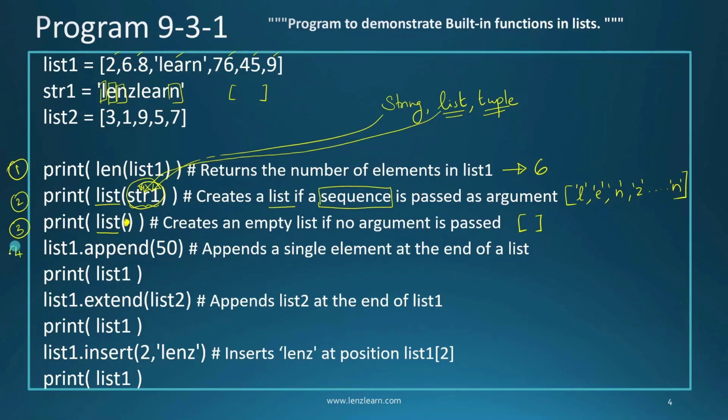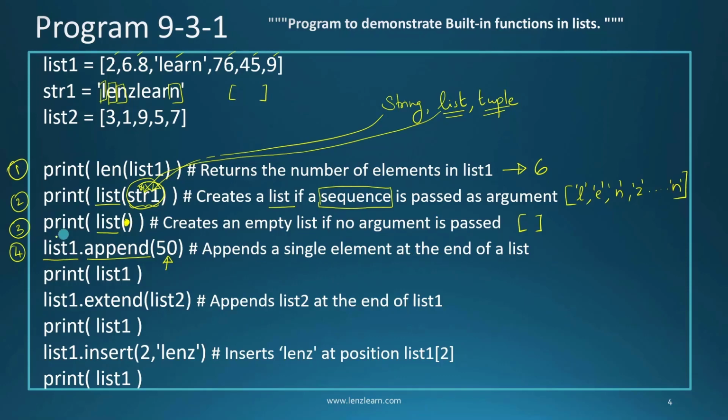Now the next built-in function that we are going to study is append. Now you have to call append first by giving the name of the list, that is list1 dot append, and inside you can give the value that you have to append to the list. Append means join at the end. So you can see this will append a single element at the end of the list.